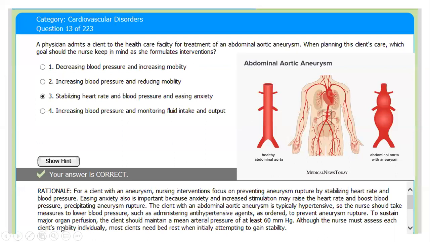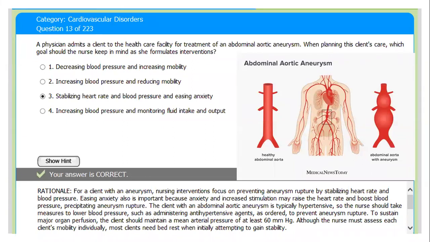To sustain major organ perfusion, the client should maintain a mean arterial pressure of at least 60 millimeters of mercury. Although the nurse must assess each client's mobility individually, most clients need bed rest when attempting to gain stability. So nursing care is important if your patient has an aortic aneurysm. Keep in mind the various nursing interventions for aortic aneurysm that we have to follow.